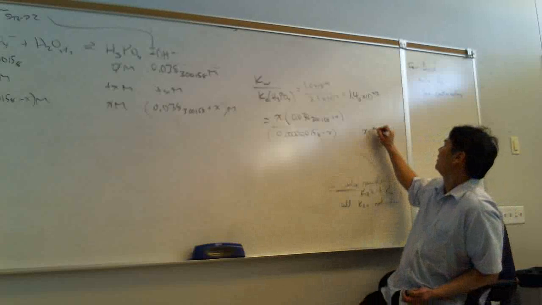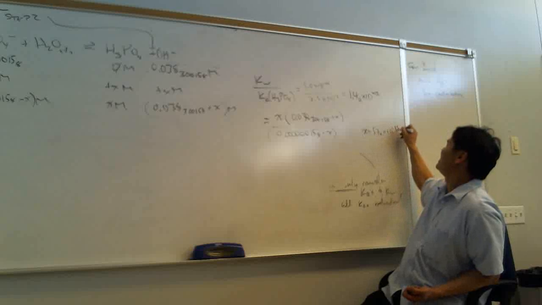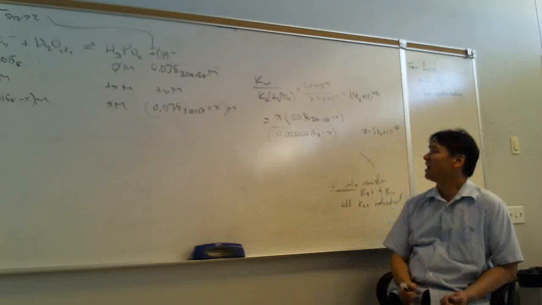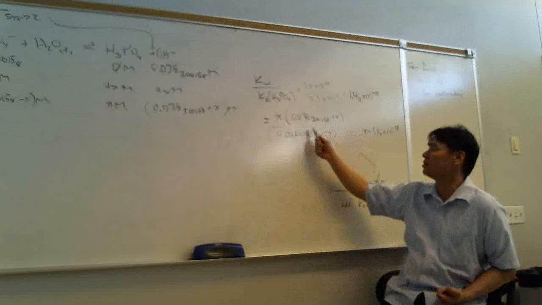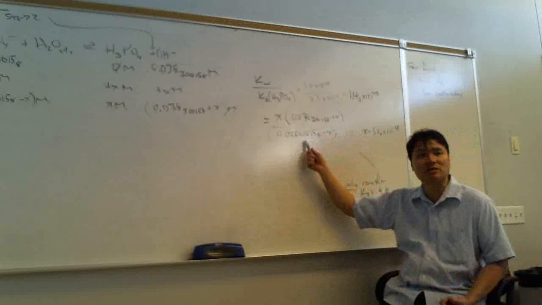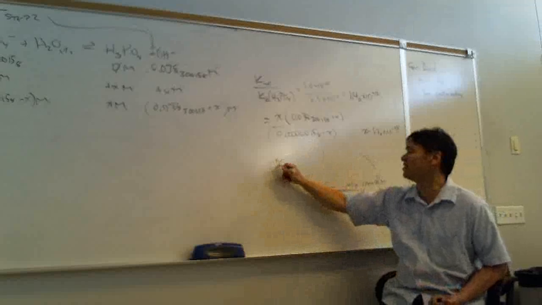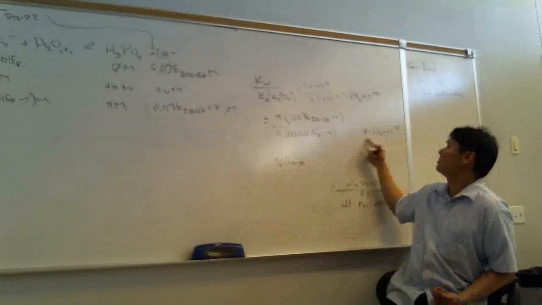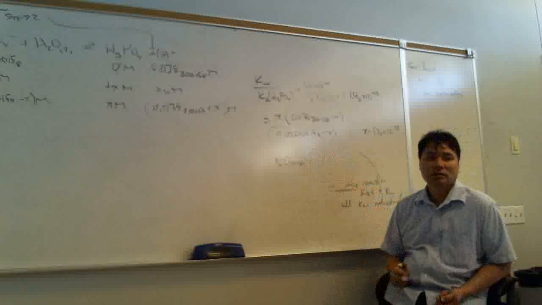5.77 times 10 to the negative 18. When I calculate the percent change, should I calculate it based on the bigger initial or the smaller initial? The smaller initial. So let's go ahead and calculate the percent change. The percent change would be the change, which is x, divided by the initial, times 100.